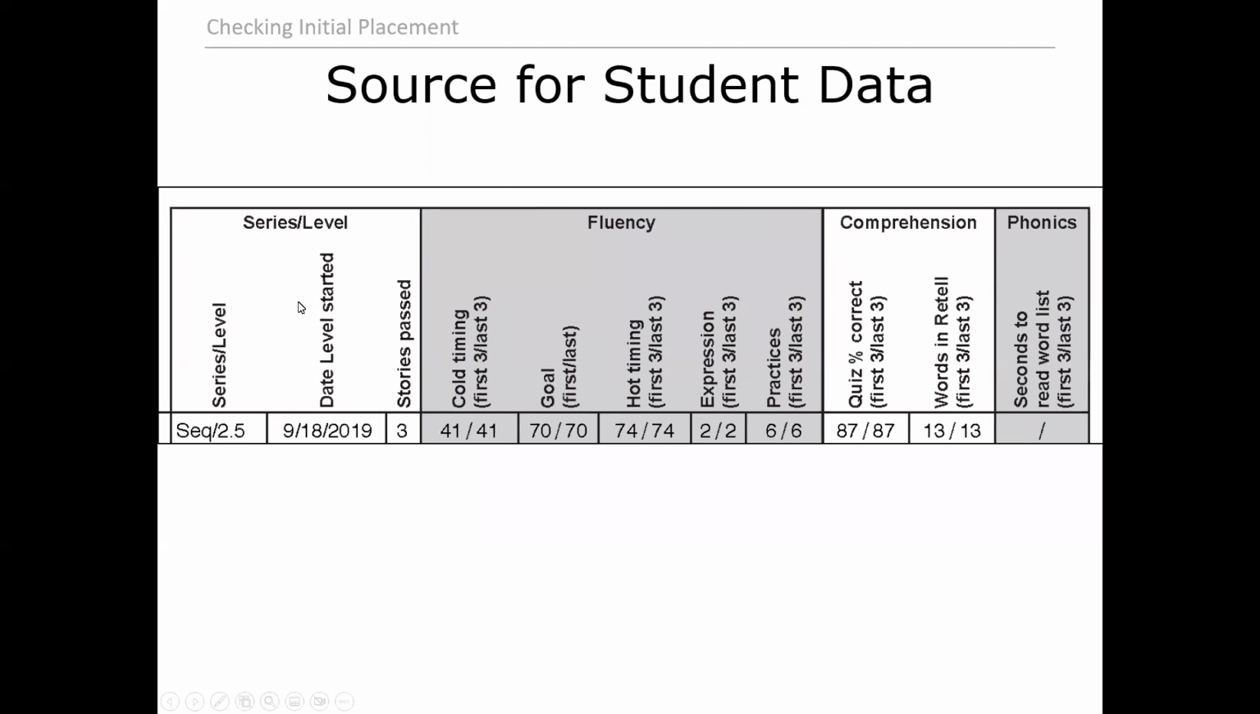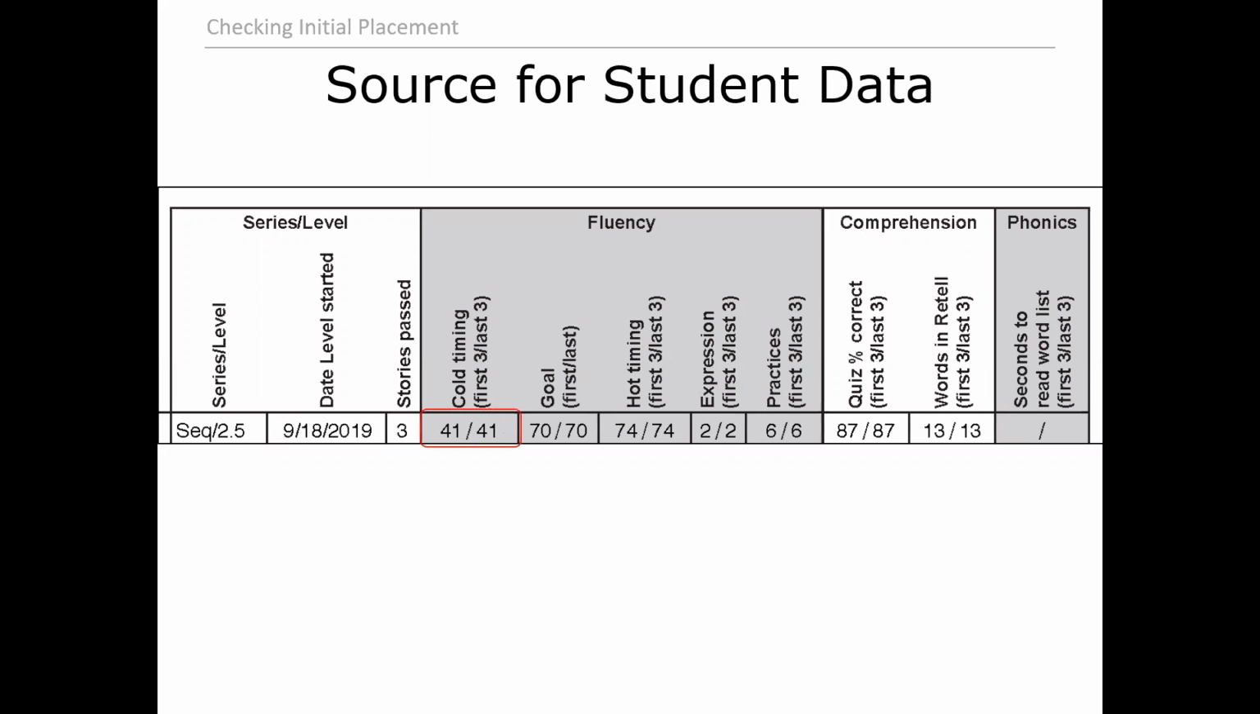So you can see in the lower left-hand corner of this table, we see that this particular data report is on a student who's working in the Sequence series, level 2.5. The student has passed 3 stories. And now we see that first column is cold timing score. Notice there's 2 numbers separated by a forward slash, and they are identical. The reason those numbers are the same is because this student has only passed 3 stories.